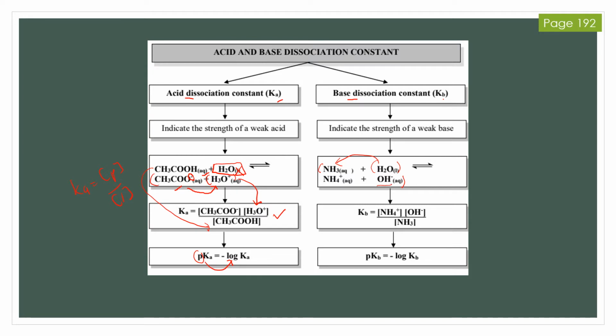Sama juga macam tadi, K sama dengan product over reactant. For the product, NH4 plus times with the OH minus divided by the ammonia punya concentration. Sama macam pKa, P refer to negative log, so substitutekan dia. Itu cara awak nak calculate, dan the relation between the Kb, the concentration of the OH minus, and the pKb value. Okay.